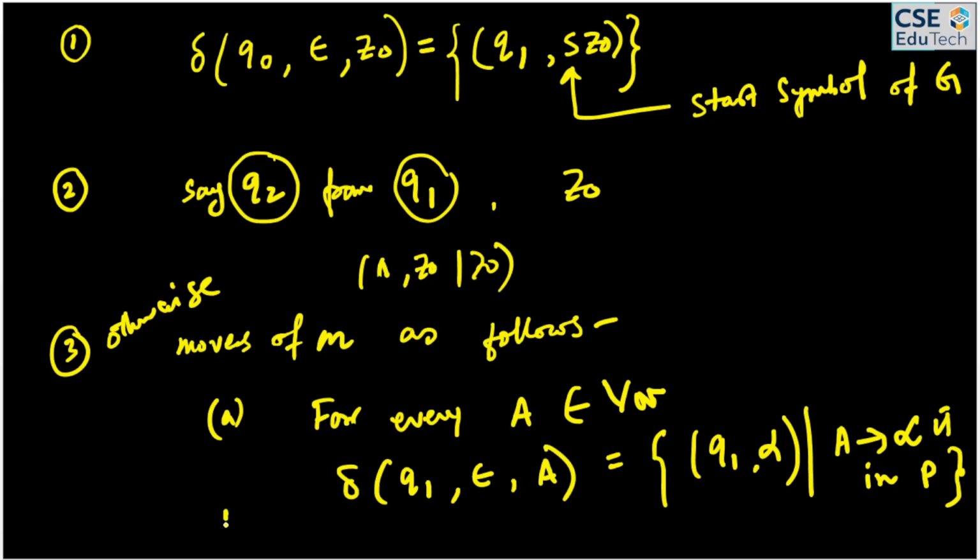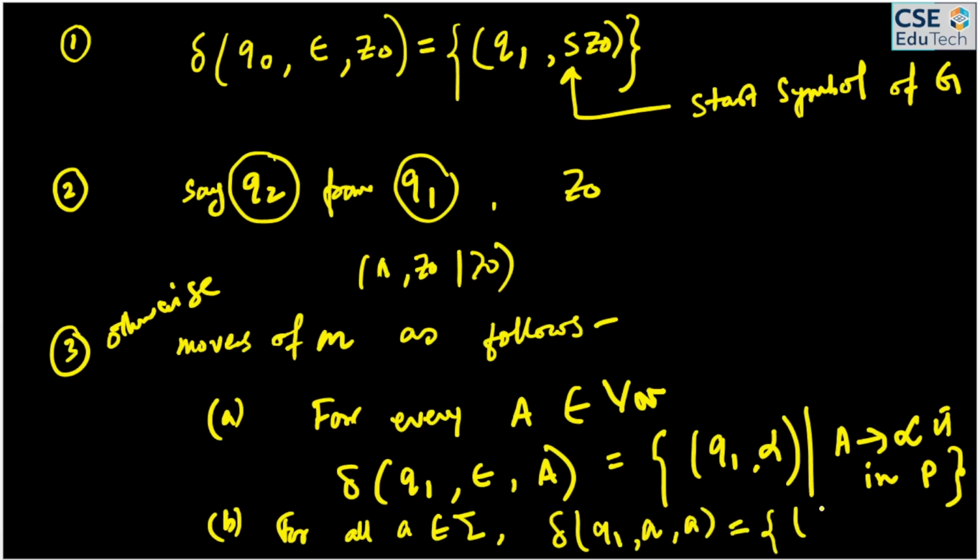And for all a that is a terminal, for all a belonging to the input alphabet, the move will be: delta of (Q1, a, a) is (Q1, epsilon), or null. So these are the 3 steps to follow to construct a pushdown automaton from a grammar G. Now we'll give an example.